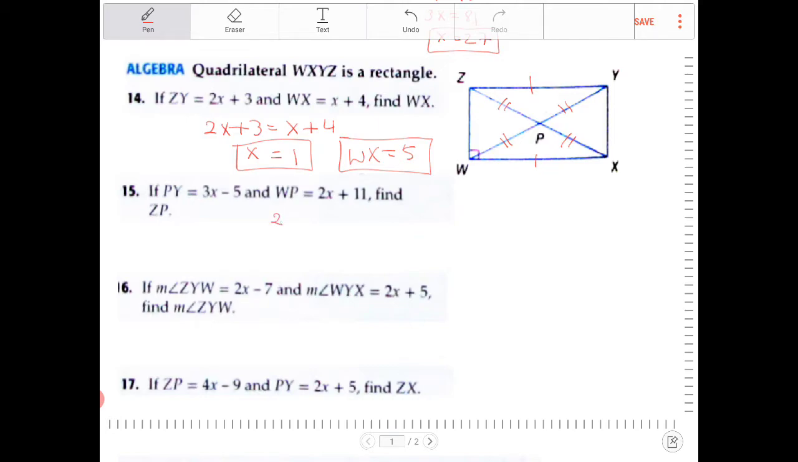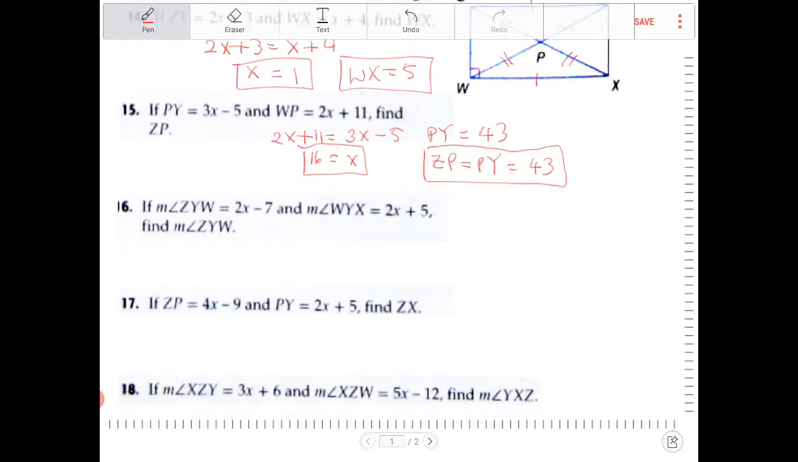So therefore we can say that 2x plus 11 is equal to 3x minus 5. I'm going to subtract 2x from both sides and add 5 to both sides. I therefore end up with x is equal to 16. Since I know that x is equal to 16, all I have to do is substitute that back in, and I can find out what PY is. So PY is equal to 48 minus 5, which is 43. So if PY is equal to 43, and I know that ZP is equal to PY, therefore this is all equal to 43.